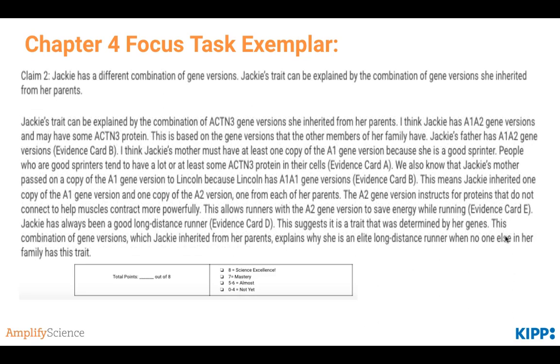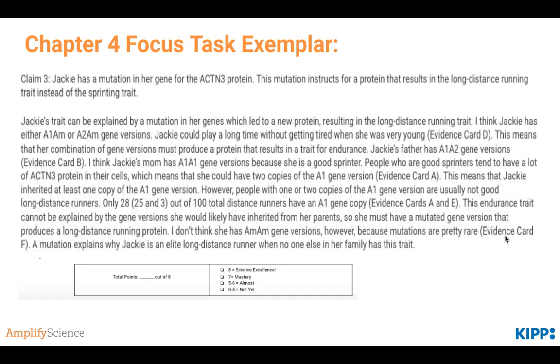If you chose Claim 2, Jackie has a different combination of gene versions. Jackie's trait can be explained by the combination of gene versions she inherited from her parents. Take a moment to look through this explanation. And then lastly, if you chose Claim 3, that Jackie has a mutation in her gene for the ACTN3 protein. This mutation instructs for a protein that results in the long distance running trait instead of a sprinting trait. You can read through the exemplar response for that as well.